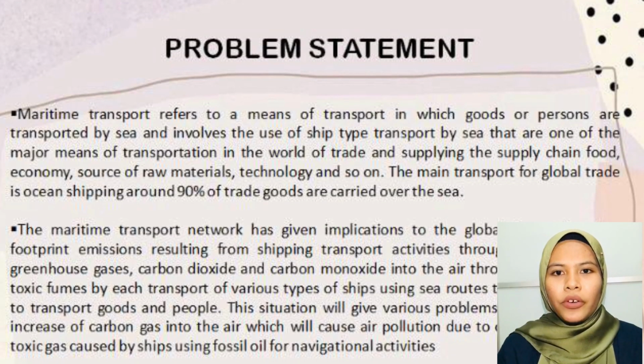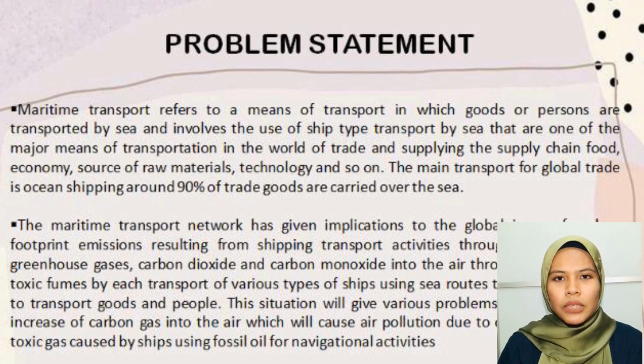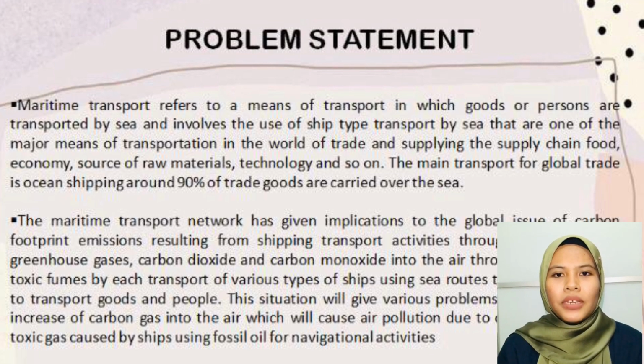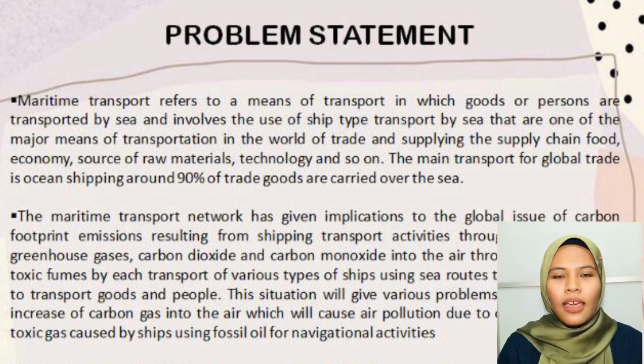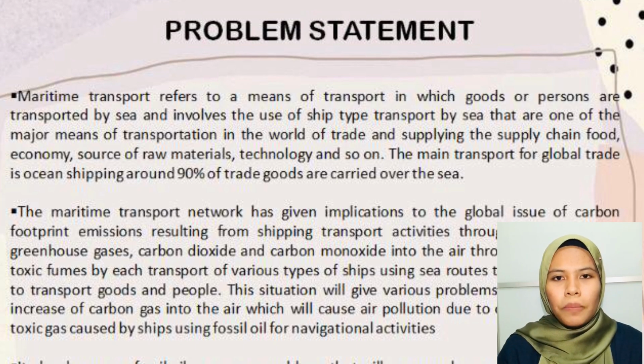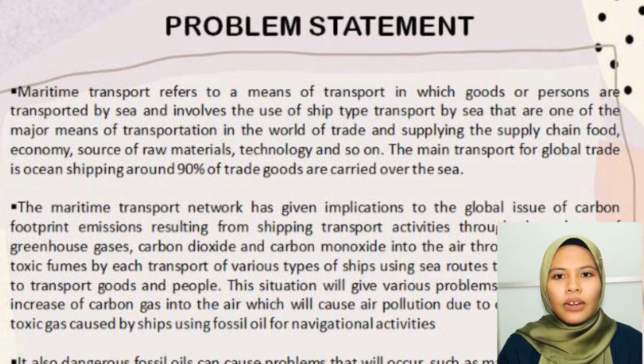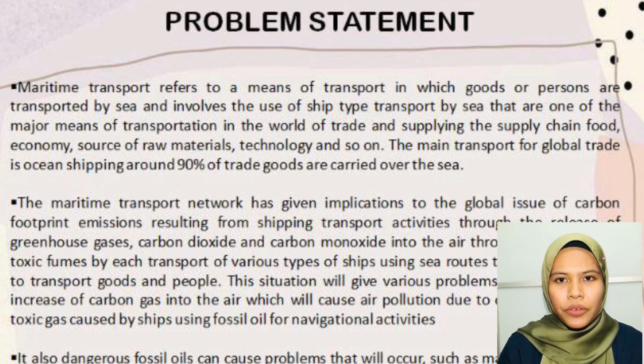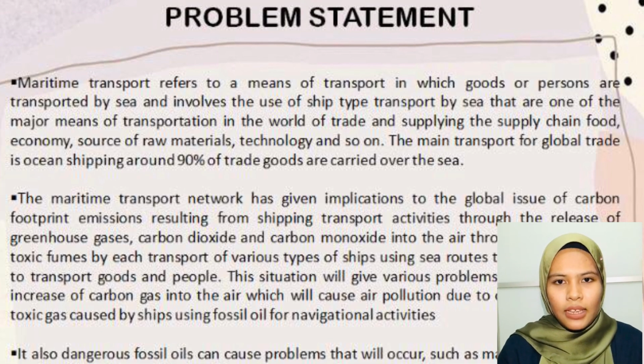Maritime transport refers to a means of transport in which goods or persons are transported by sea. The main transport for global trade is ocean shipping. Around 90% of transported goods are carried by the sea.